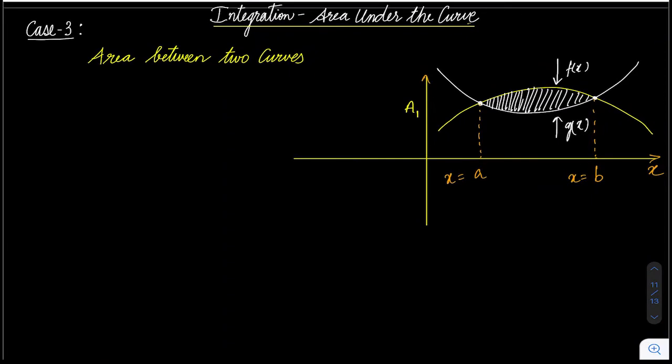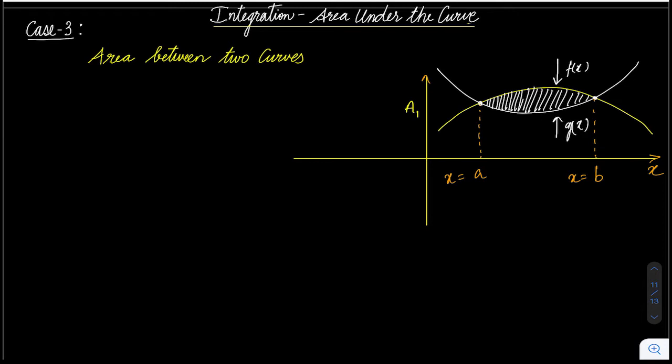Now in the previous video we have seen the two cases of area under the curve. One is where the area is totally above the x-axis. Second is when some part of the area is above the x-axis and some part is below. Then how do we solve those questions? Today we are going to see how to find area between two curves.